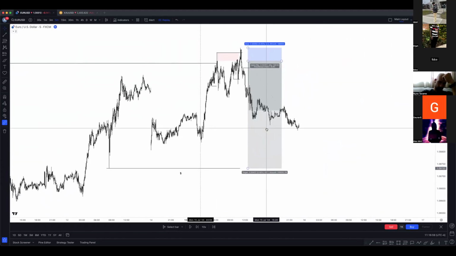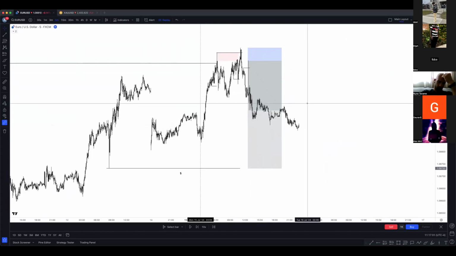Any questions for this trade or this breakdown? Any questions?